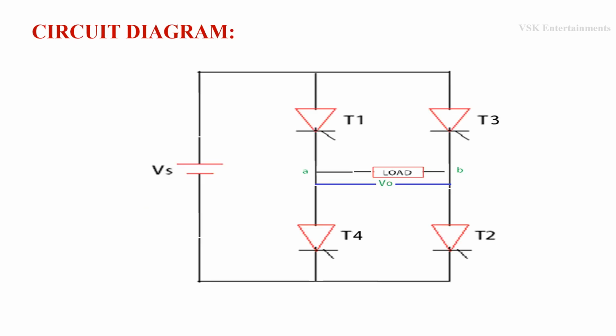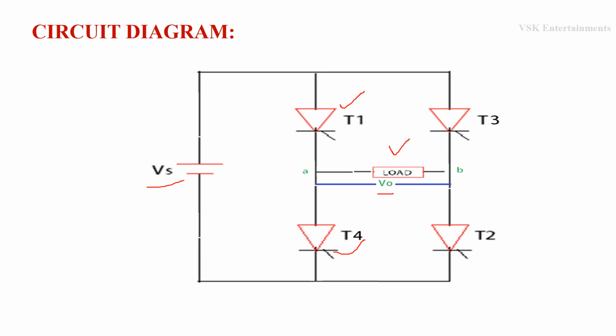This is the circuit diagram of full bridge inverter. It consisting of 4 thyristors, that is from T1 to T4, which is supplied by DC voltage source Vs and having the load, and we are going to calculate the load output voltage across the load.